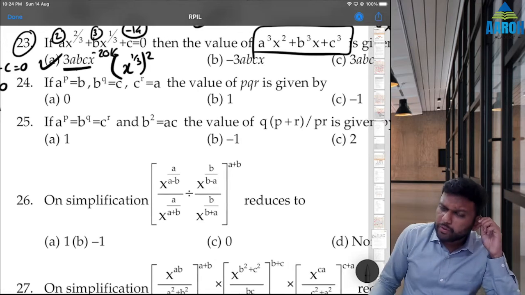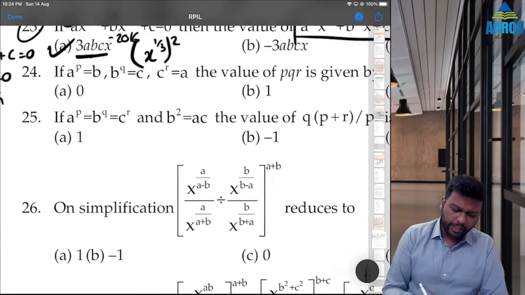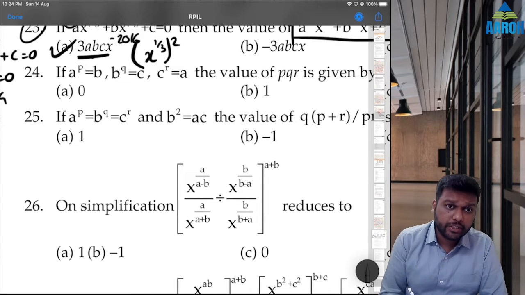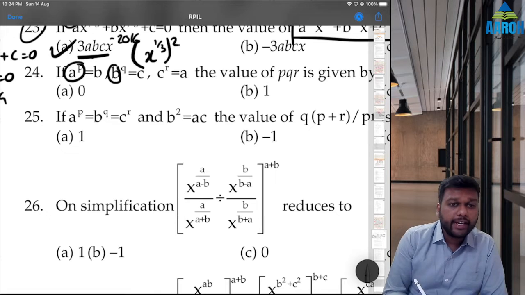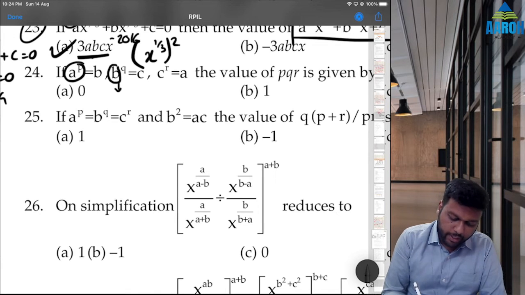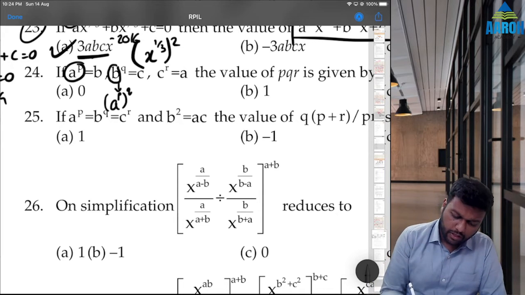Now 24, there is no need to assume numbers. Actually it is easy if we solve. A raised to p is b, b raised to q is c, but concentrate, b is what? B is a raised to p, right? So instead of b raised to q, can I write a raised to p, whole raised to q, which is a raised to pq, right? Fine.